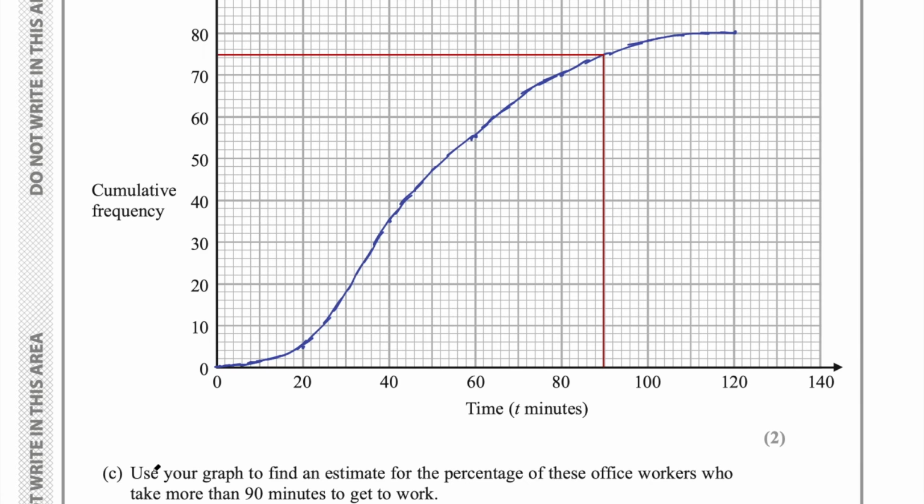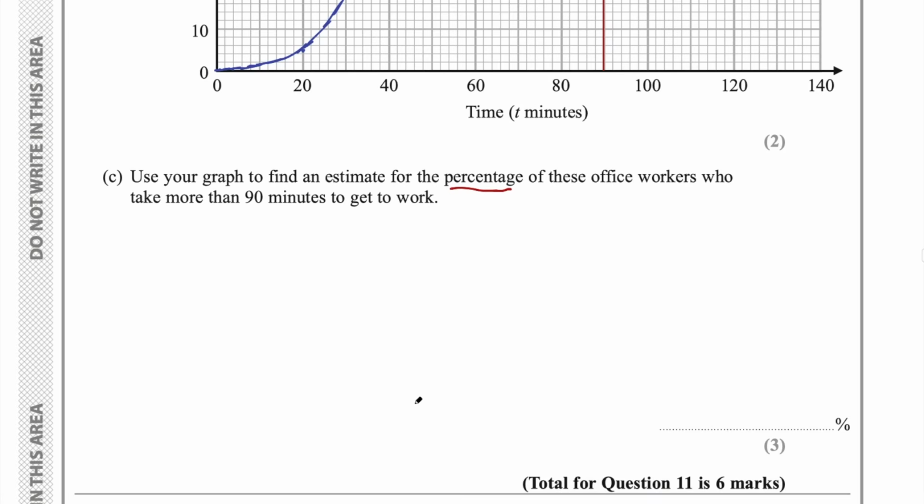And the question is saying, use your graph to find an estimate for those that take more than 90 minutes. So the people that take more than 90 minutes are those ones up here. So if this is about 75, this will be about 5 people taking more than 90 minutes to get to work. So that gives me an estimate of about 5 people. But actually this says percentage. So what is 5 out of 80 as a percentage? I need to work that out.